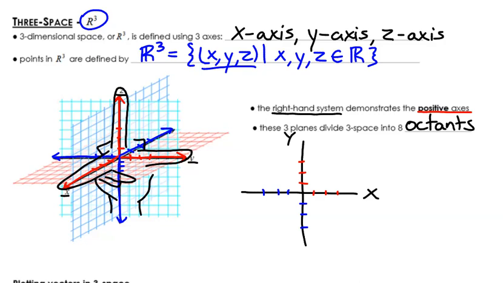Okay, so this right-hand system just shows you where all of the positive axes are. Your middle finger is your x-axis, your z-axis is your index finger, and then the y-axis is your thumb. So if you ever needed to visualize three-dimensional vectors, you can always use your hand. Okay, so let's move on. Get rid of this diagram.